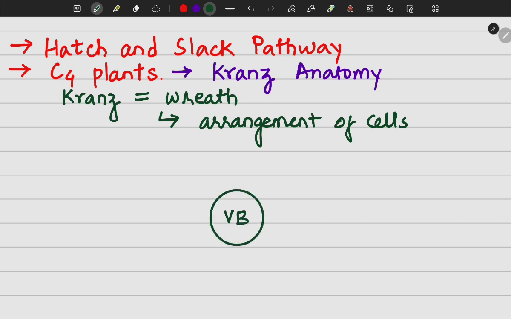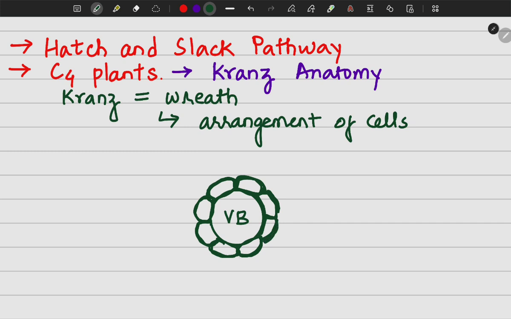then around this vascular bundle there will be several layers of bundle sheath cells, which will be very thick and impervious to gases, and there will be no intercellular spaces between these cells, so they will be very tightly packed. Alright, so this is the bundle sheath. Bundle sheath is a covering of a layer or several layers of cells surrounding the vascular bundles.